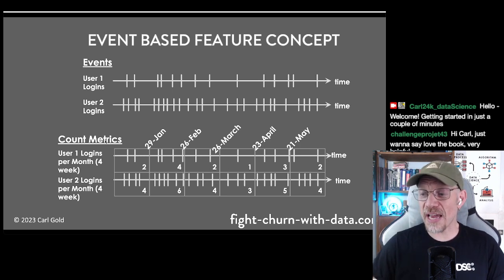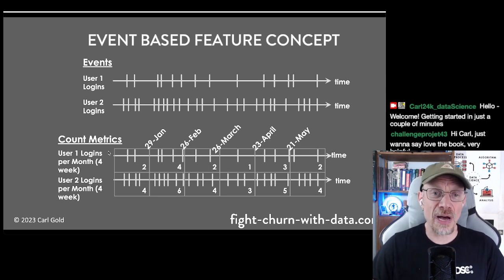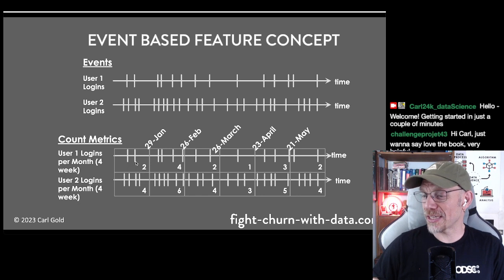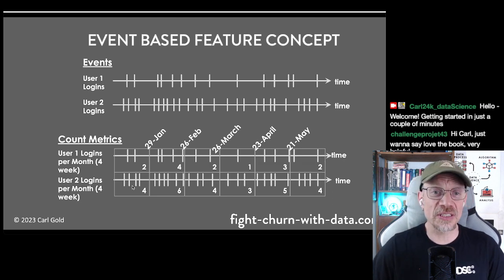So we're going to divide the time up into months, and in each month check how many logins they had. So user 1 logs in 2 per month in January, 4 per month in February, etc. User 2, actually you can tell user 2 is a bit more of an active user. 4 in January, 6 in February, 4 in March.